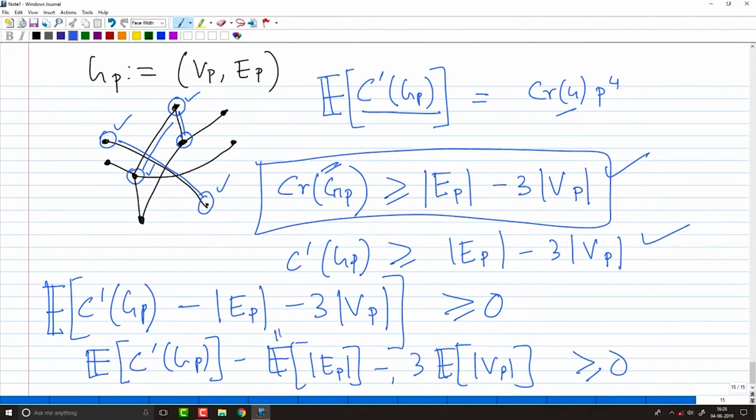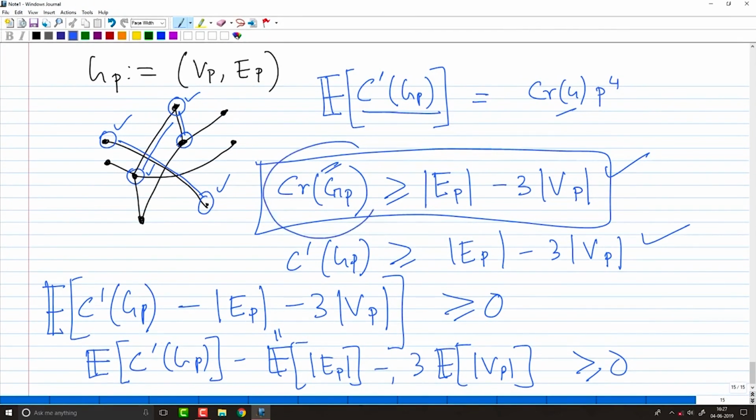Acha, why can I write this? This is an equality. Why can I write this? What expectation? Linearity of expectation. Good. So when you are saying the correct answer, speak loudly. You should be confident about this.